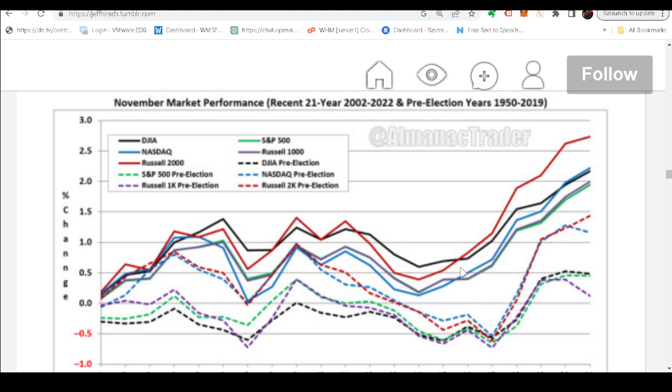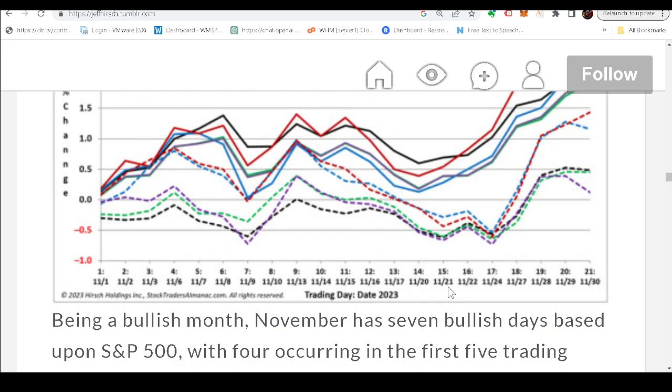This is really good. On the bottom of this, you could see where that is. That's probably on this chart right here, not the pre-election years, but the regular years. It looks like on the 11th of November, 14th trading day into the month, is where we typically come out of that chop and start heading back up.